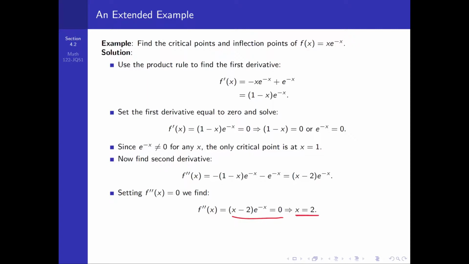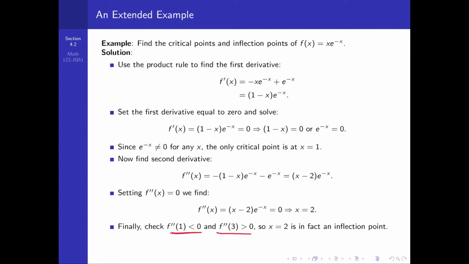So x equals 2 is the only point where the second derivative is equal to 0, and therefore the only possible inflection point. But to determine that x equals 2 is actually an inflection point and not just a point where the second derivative is equal to 0, we have to check that the second derivative changes sign at the point x equals 2. So I'm going to pick 2 points, one to the left of x equals 2 and one to the right of x equals 2, and verify that the second derivative does in fact change sign.